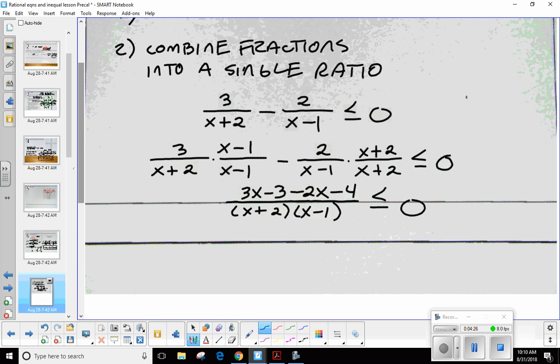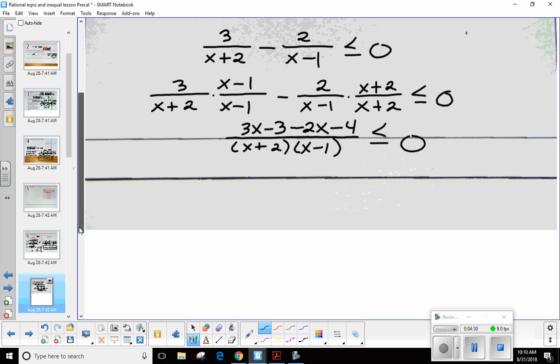Now we just need to do a little bit of cleanup. We have some like terms here. 3x minus the 2x is going to be a single x minus 7, all over x plus 2 times x minus 1, and now we're less than or equal to 0. And now the problem is just as we've seen in the previous class. Okay, now I can go to my sign chart.